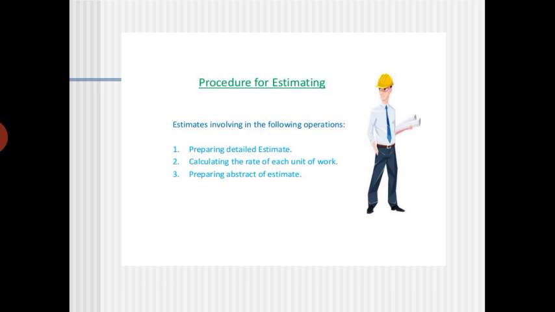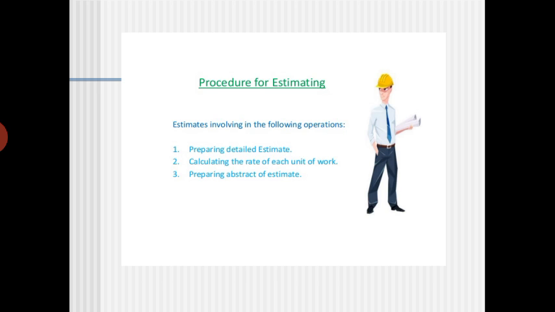These are the three different steps you have to follow when you are doing the estimating. First one is preparing the detailed estimate, calculating each of the work, and preparing the abstract. I'll tell you what the abstract is. Abstract is like a summary of the work or the estimate you have carried out.